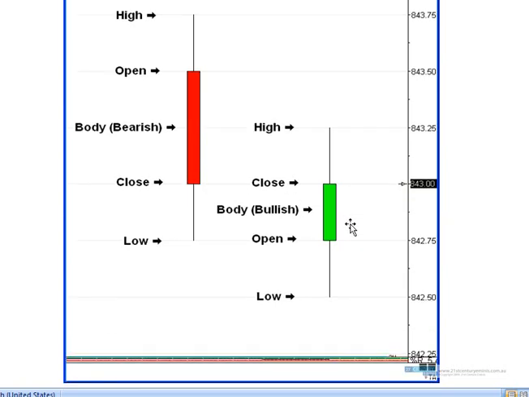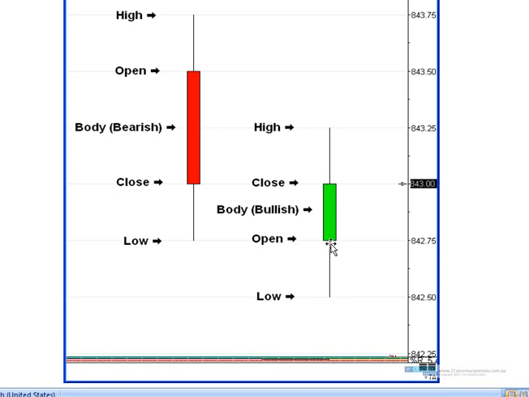Now if we look at the buy, which is bullish, bearish is for the sellers, bullish is for the buyers. So this particular candle opened at 842.75 here. Now within this candle, the market pushed all the way to the high at 843.25. It also went down to the low here at 842.50, and it closed out at 843.